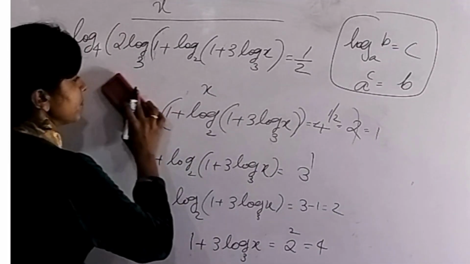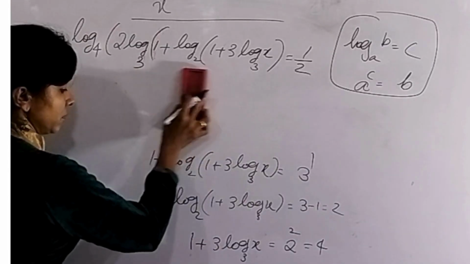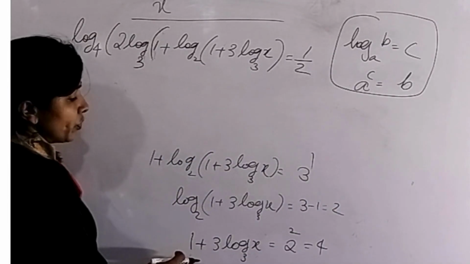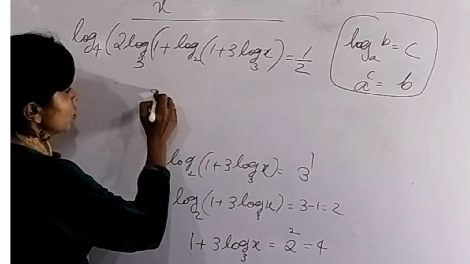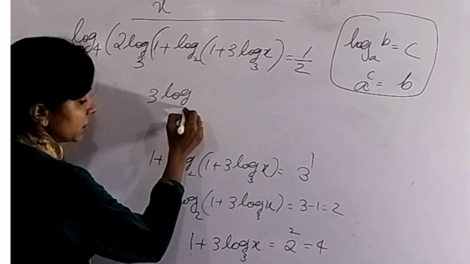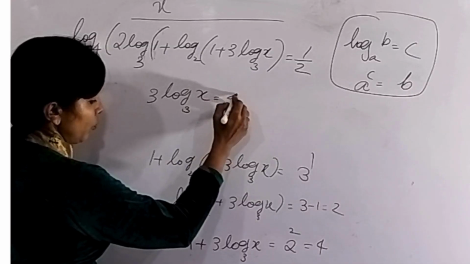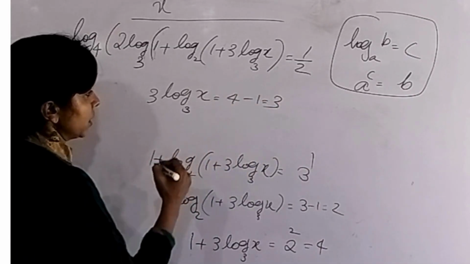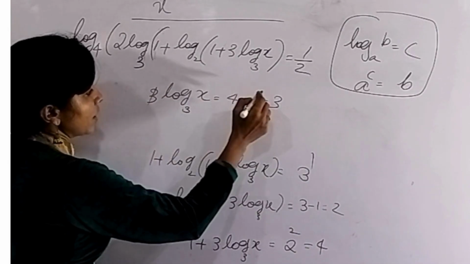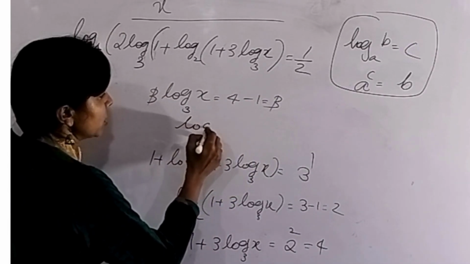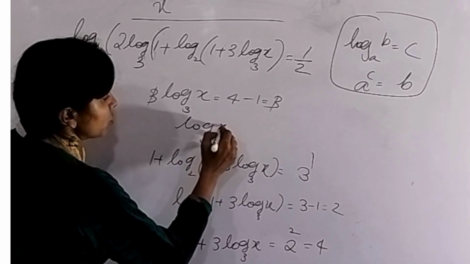Now we can write, here 1 is here, so we can move this 1 to the right side. So 3 log 3x is equal to 4 minus 1, which is 3. So this 3 and 3 will cancel. So the remaining is log 3 raised to x is equal to 1.